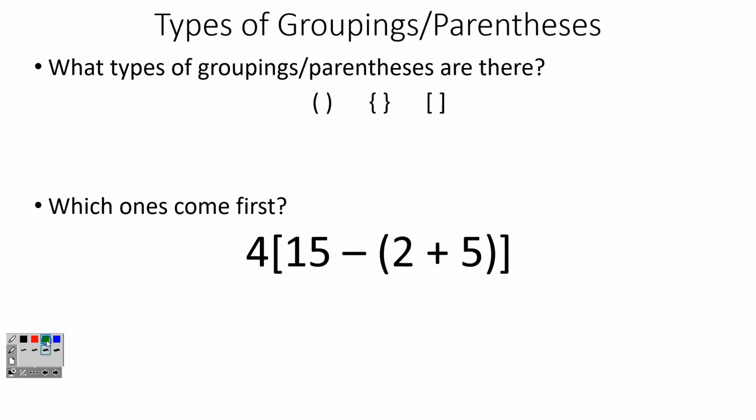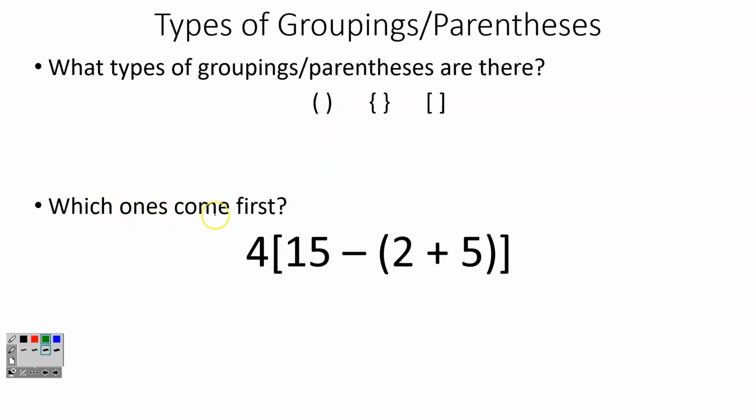So a couple of things to be aware of when it comes to parentheses. There are a couple of different types of groupings or parentheses you might see. So you have your typical parentheses. You might see some weird looking brackets like this, or just some basic brackets that look like that. So be aware of what all of those mean. Those are all different types of parentheses. They all follow the same rules.